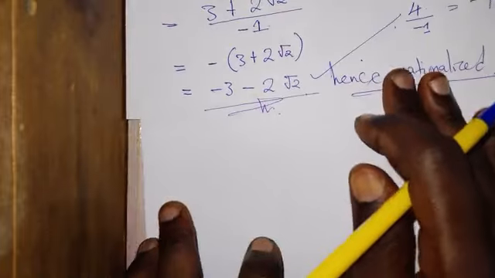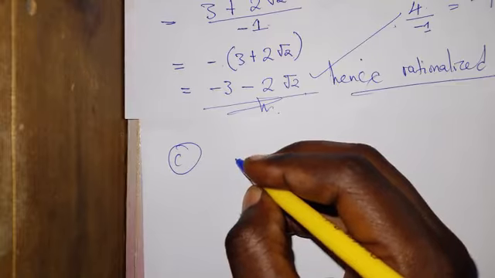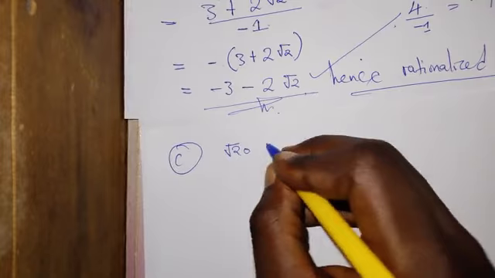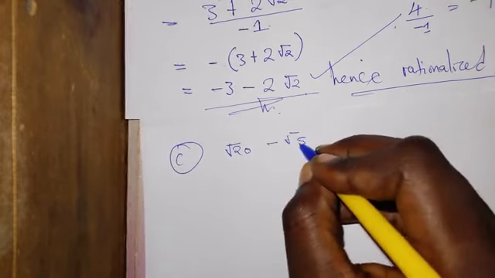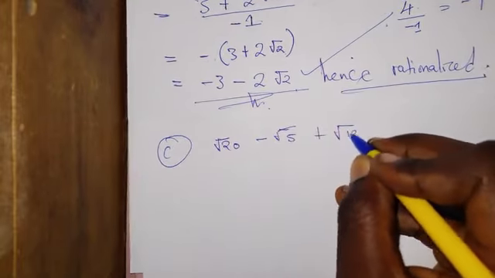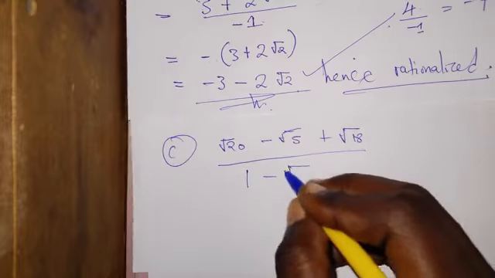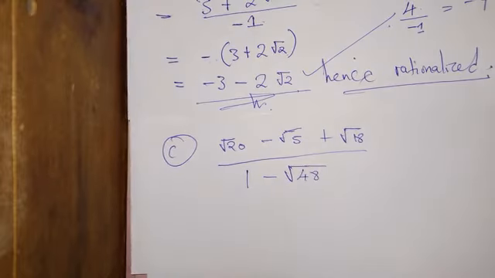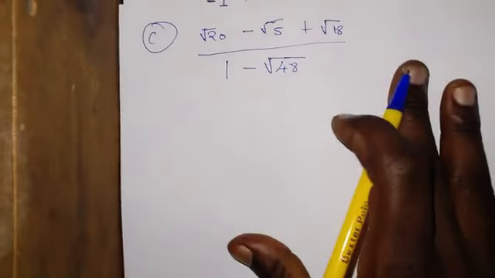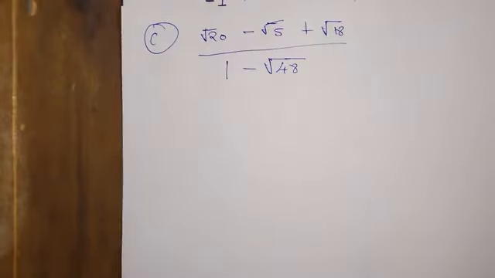So the third one, this is C. We want to rationalize the denominator, which says root 20 minus root 5 plus root 18 over 1 minus root 48. The same concept of what we've just been doing with the previous one is what we're going to do to this one as well.